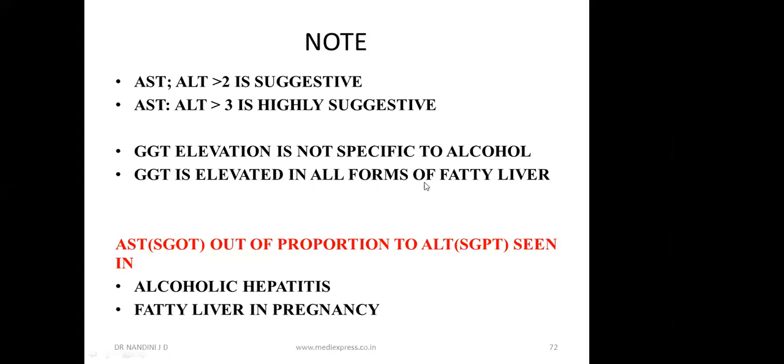GGT is elevated in all forms of fatty liver disease. It can be elevated if the woman is pregnant, or in any other condition that can cause fatty liver. So you can't consider this as very specific for alcohol. AST or SGOT out of proportion to ALT, that is, conditions in which AST is more than ALT, are: one, alcoholic hepatitis, and two, fatty liver in pregnancy. So again, the most important ones here: remember alcoholic hepatitis and fatty liver in pregnancy.